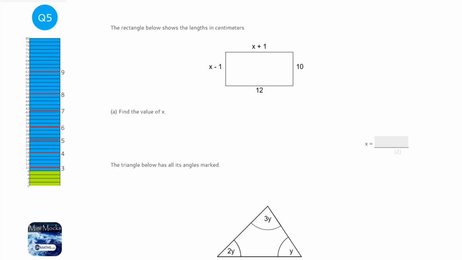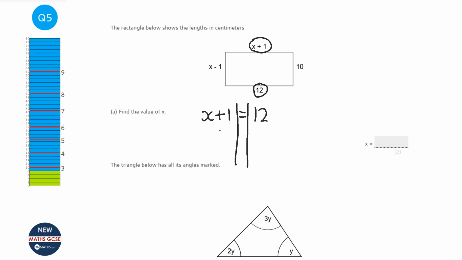Question A seems like a really complicated question, but it really isn't. If you think about what you know about a rectangle, you know that opposite sides of a rectangle are equal. So if you just write down x plus 1 is the same as 12, and then solve it. We're going to take away 1 both sides. Then x equals 11. So we know that x is 11.